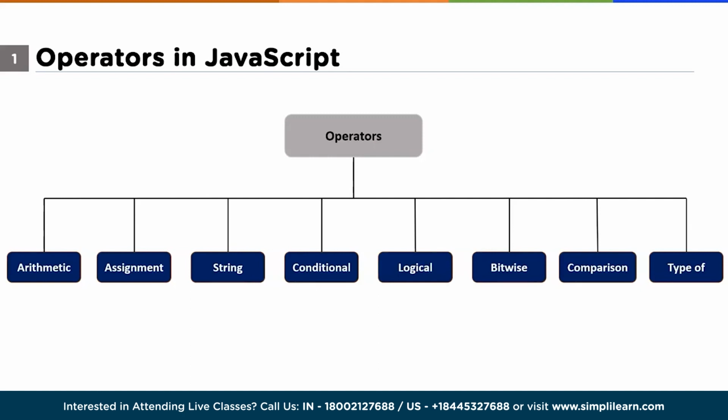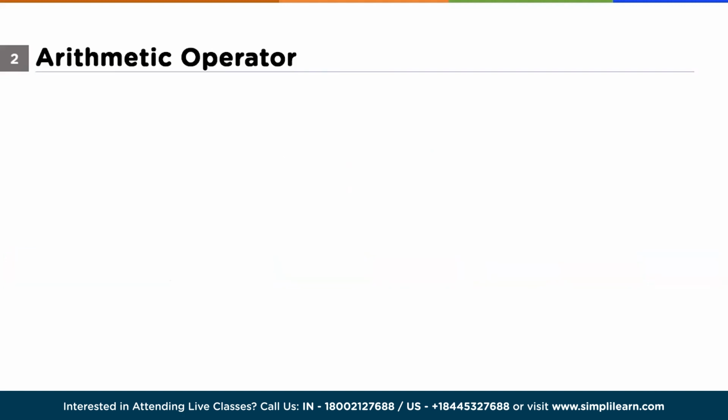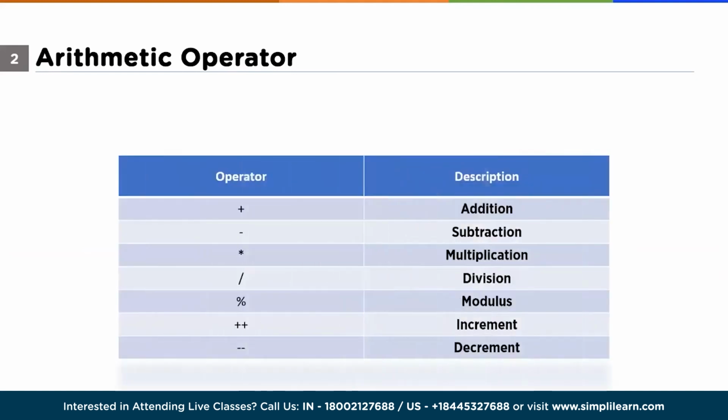First up is the arithmetic operator. Hope you all are aware of the term arithmetic. Arithmetic operators perform mathematical calculations, like addition, subtraction, multiplication and division. Here are a few operators you can see on your screen: the plus operator, minus, asterisk, division, modulus, increment, and decrement. These are the basic arithmetic operators. We'll see each of these operators with an example. So let's move on to the programming part first.